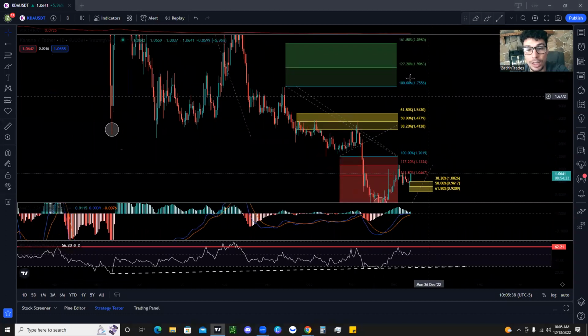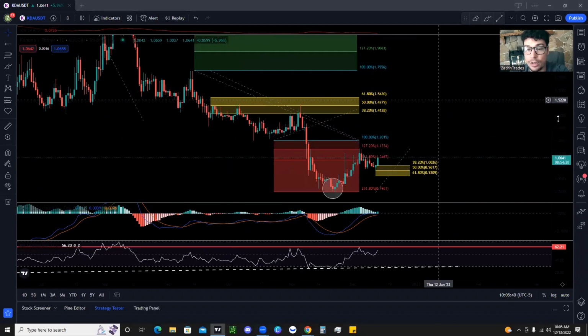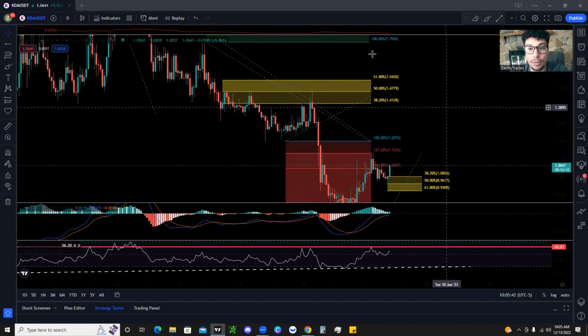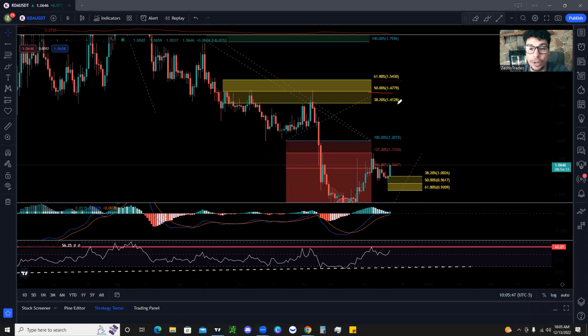So pay attention to the yellow lines first. These are the three most important Fibonacci levels. These are the 61.8, the 50%, and the 38.2. The reason that these are the most important is that they're the three most common and most well-respected retracement levels. And when they're respected, you see a trend continuation, right?